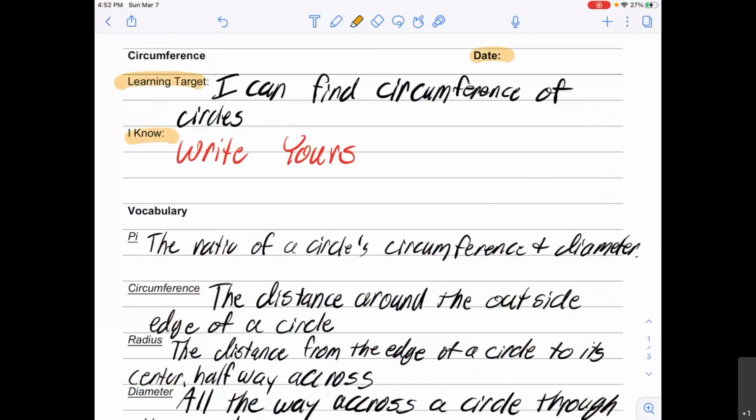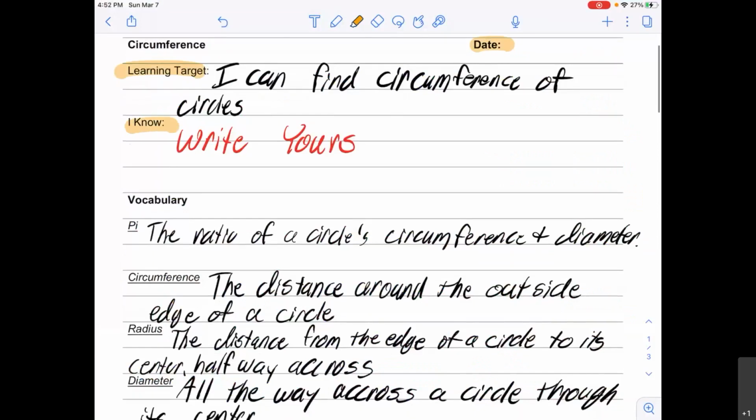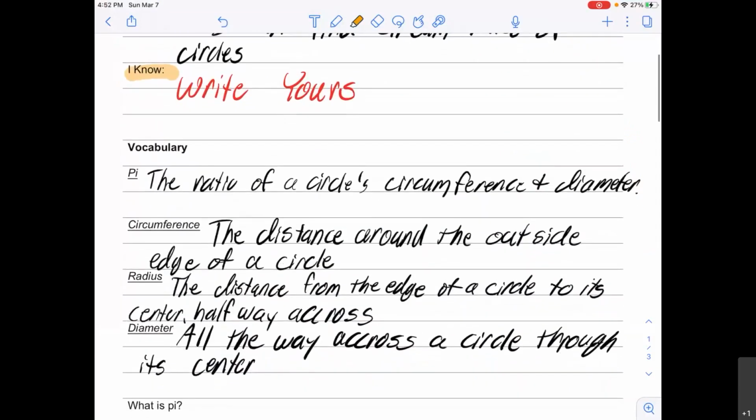You may not know much about circumference, but you know some things about circles. So you can write about that. And then we have some vocabulary today. First vocabulary word today is pi. Pi is the ratio of a circle's circumference and diameter. Next we have circumference. Circumference is the distance around the outside edge of a circle.